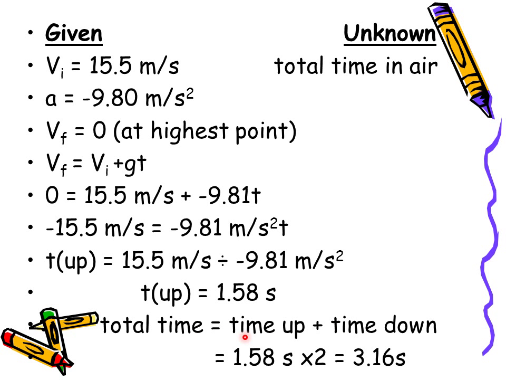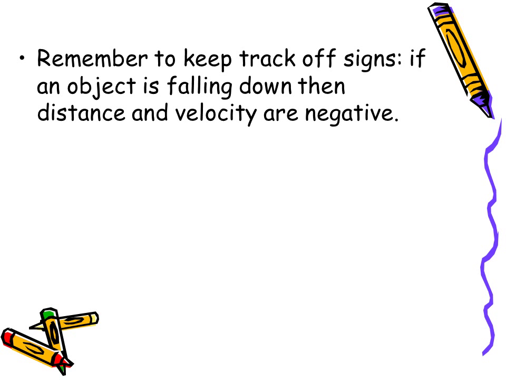The total time in the air is time up plus time down. Remember, time up equals time down. So if it takes 1.58 seconds to go up, it's going to take another 1.58 seconds to go down. So 1.58 seconds times 2 gives me a total time in the air of 3.16 seconds. Do remember to keep track of signs. If an object is falling down or dropping, then the distance and the velocity are negative.